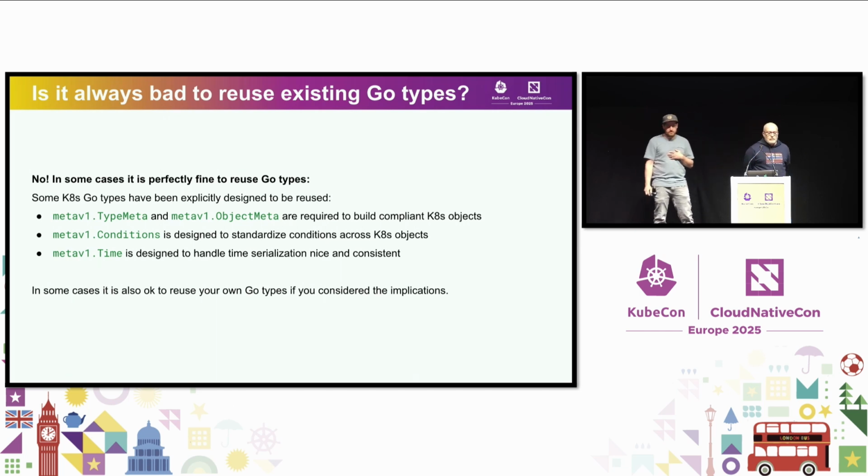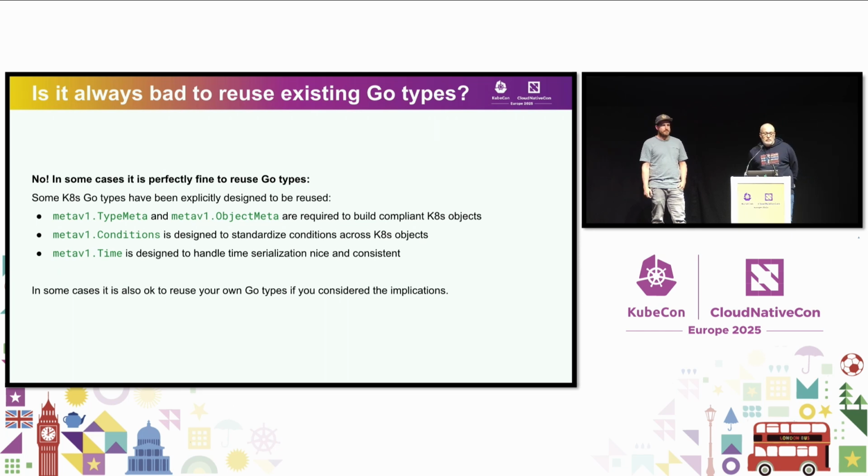Okay, so after seeing 3 examples of bad things that can happen if you embed an API, you might ask yourself if it is always bad to reuse an existing Go type. And the answer is no. In some cases, it's perfectly fine. In some cases, you have to.